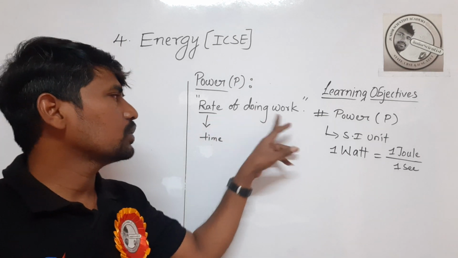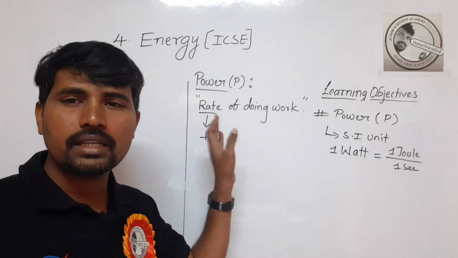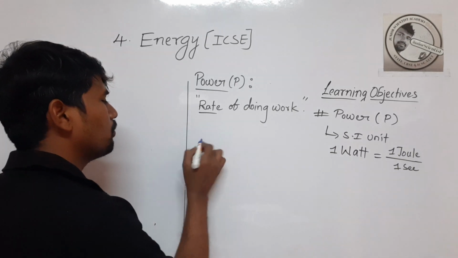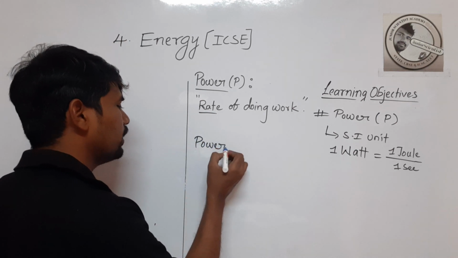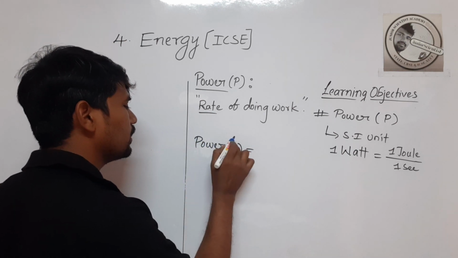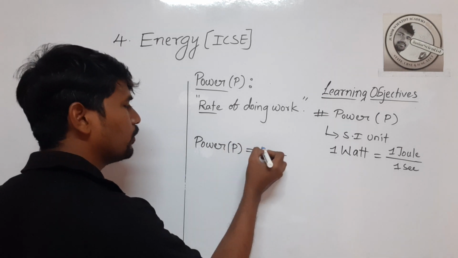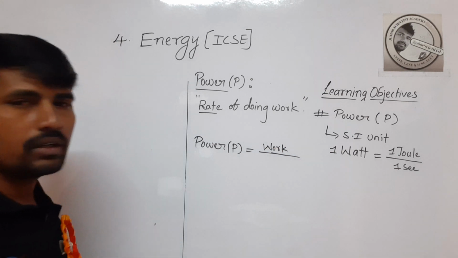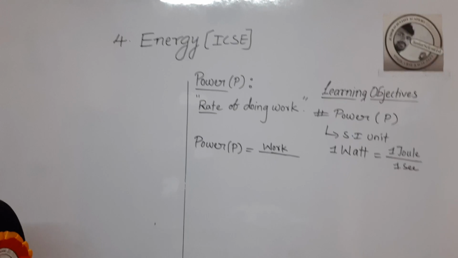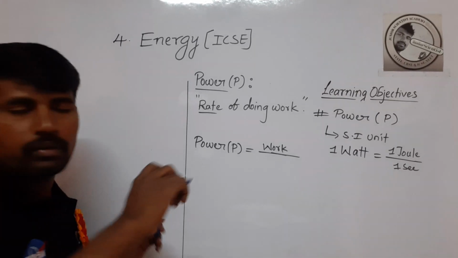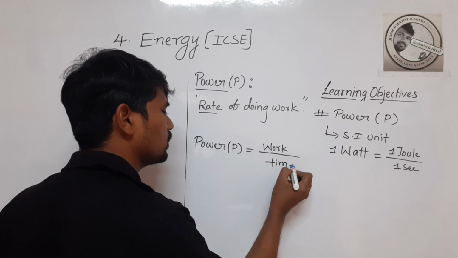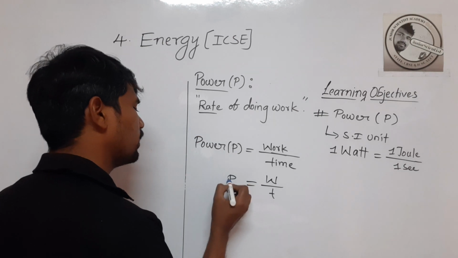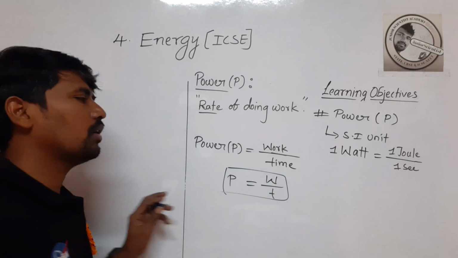Rate of doing work means it is related to time. Okay, so next, power. Power is denoted with P, and here power is nothing but the rate of doing work, that is, work done in unit time. So we have to write work by time. Work we denote with W, time we denote with T, so power P is equal to W by T is the formula of power.